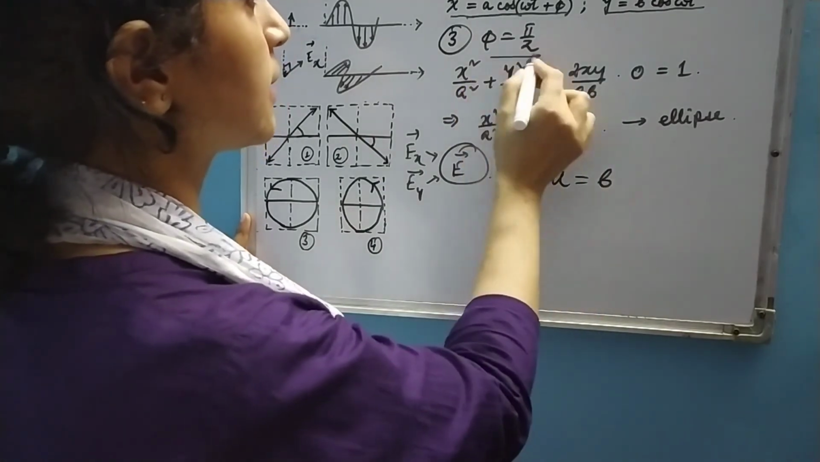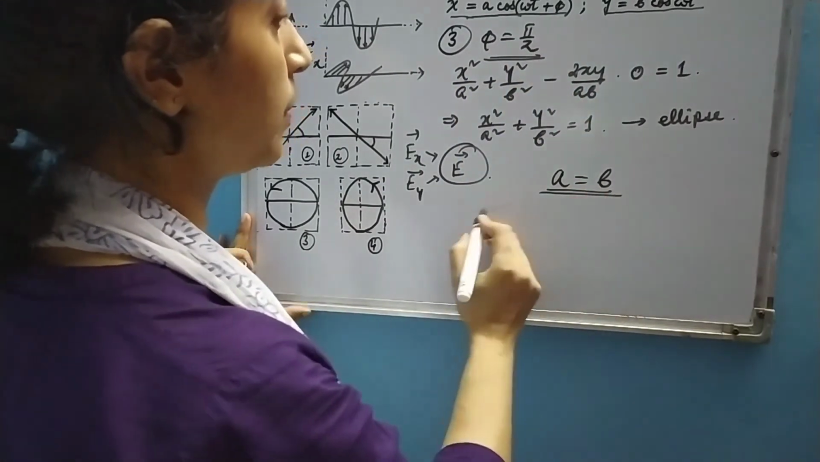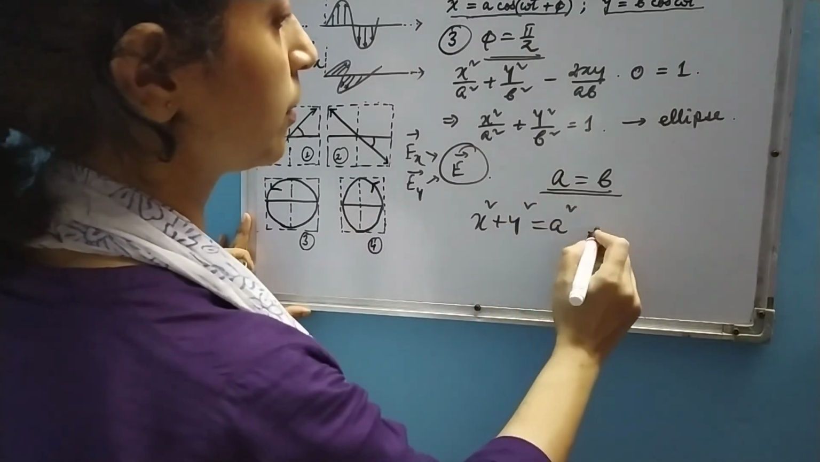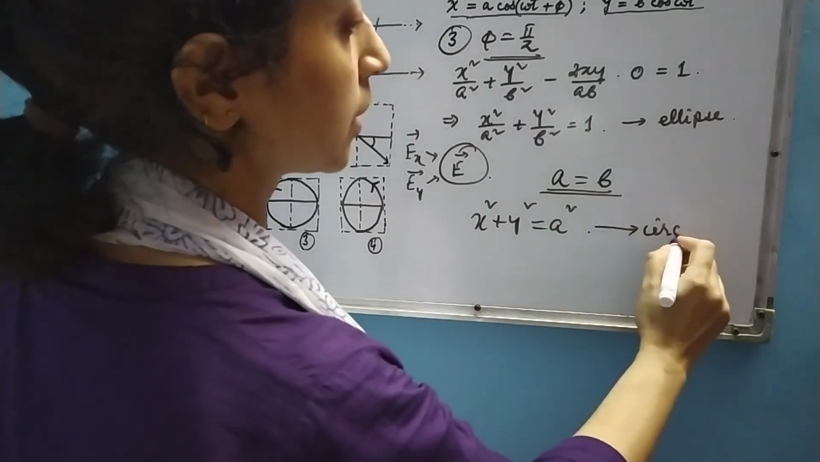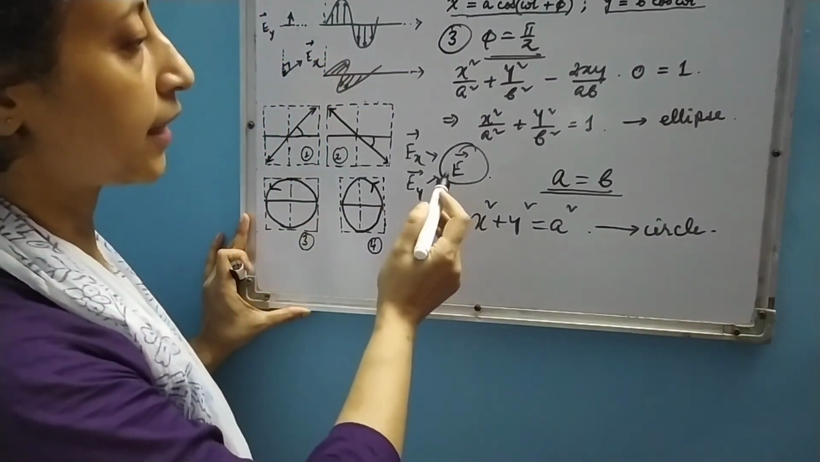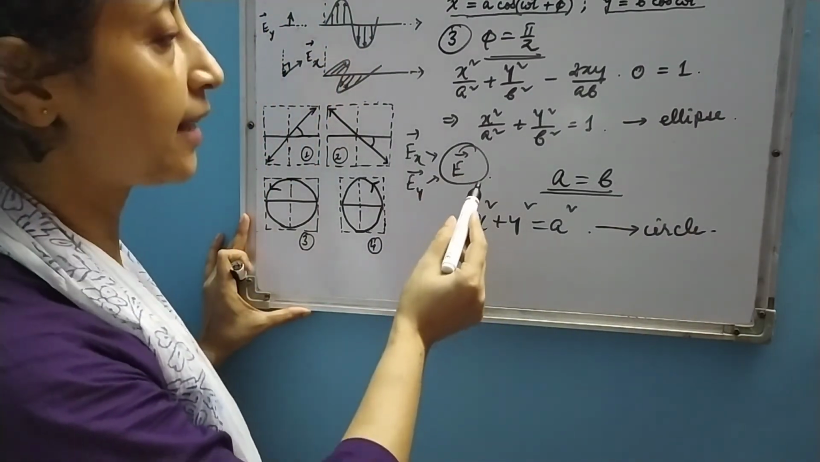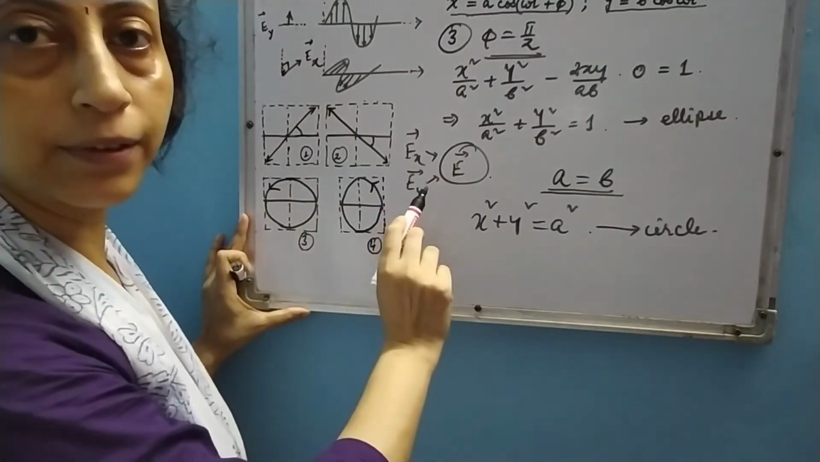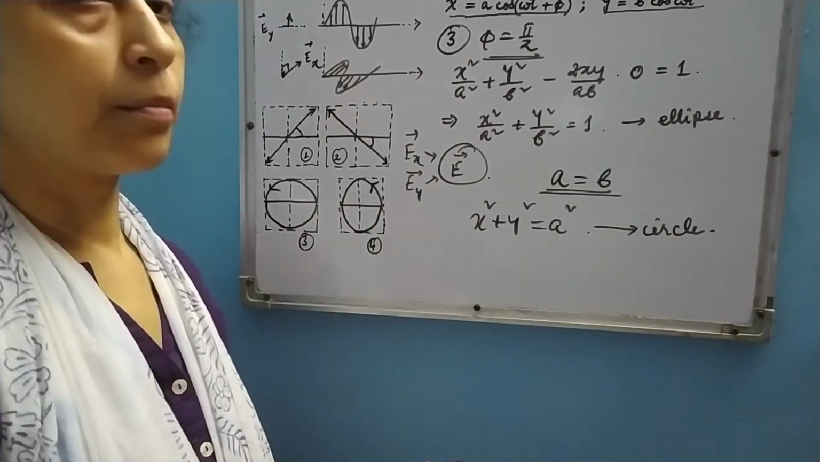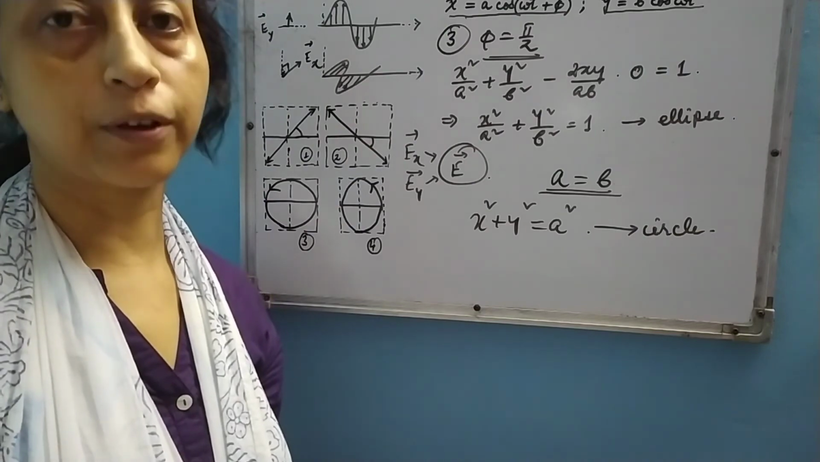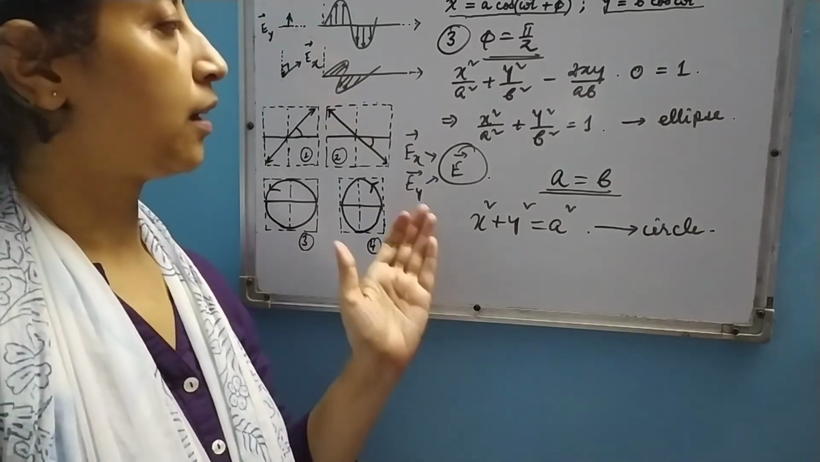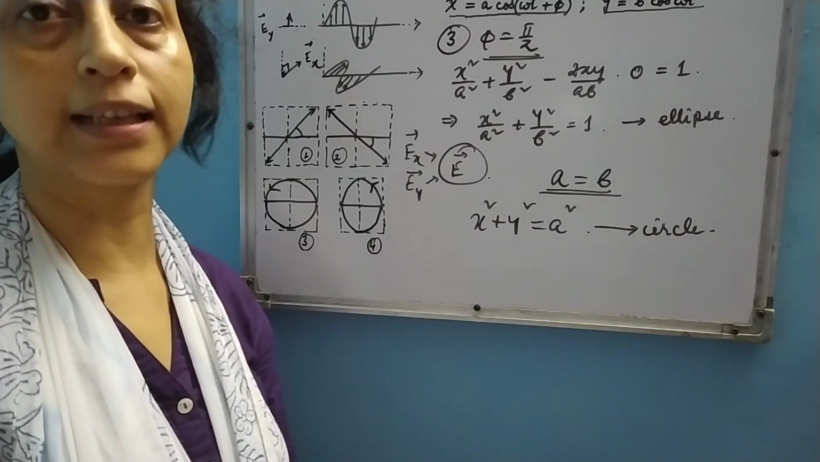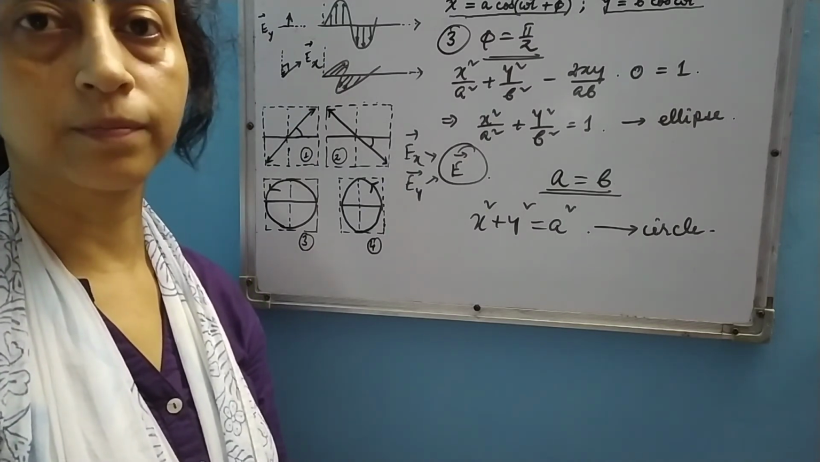And if in addition to this A is equal to B, then x squared plus y squared will become equal to A squared, which is the equation of a circle. That means under that condition the light will be circularly polarized and the E vector will follow a circular path. The tip of the E vector will follow a circular path. Okay, so this is how elliptically polarized light and circularly polarized light are obtained from the superposition of two plane polarized light at right angles to each other.